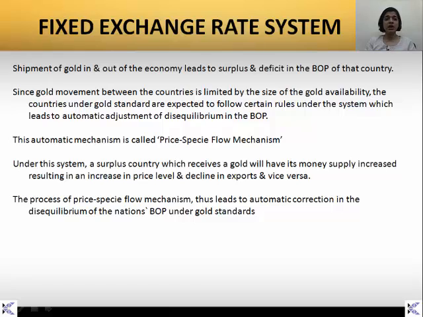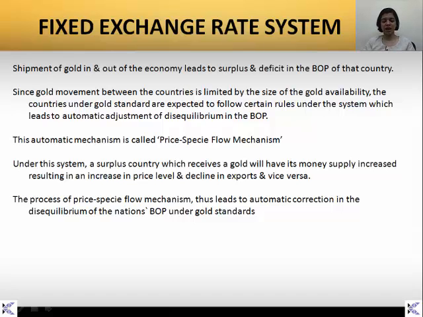The shipment of gold in and out of the economy would lead to surplus and deficit in the balance of payments of that country. Now, since gold movements between countries are limited by the size of gold availability, the countries under the gold standard are expected to follow certain rules so that the system could automatically adjust to the disequilibriums in the BOP.